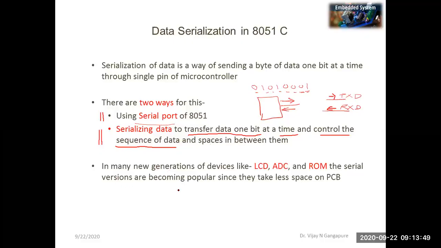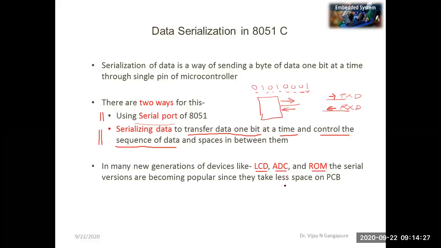Now this is important, because data serialization matters in many new generation devices, that is ICs like LCD, ADC or ROM. The serial versions are becoming popular since they take less space on PCB. That means there are serial LCDs, serial ADCs and serial ROMs available. If you interface this LCD, ADC, ROM with a microcontroller, whatever data transmission and reception takes place between these devices and the microcontroller will be serial.